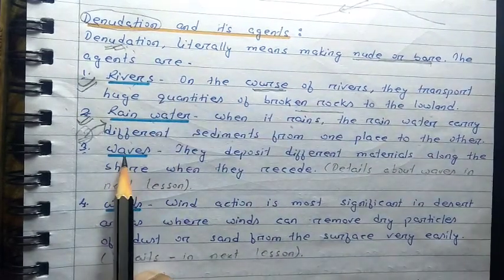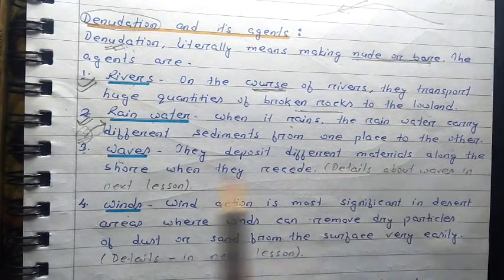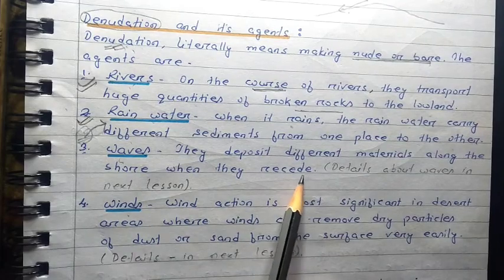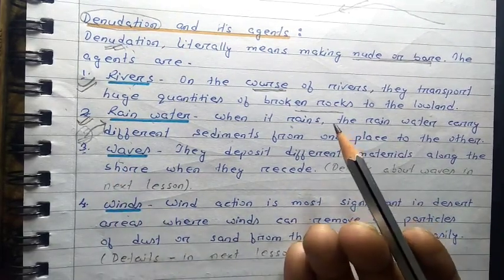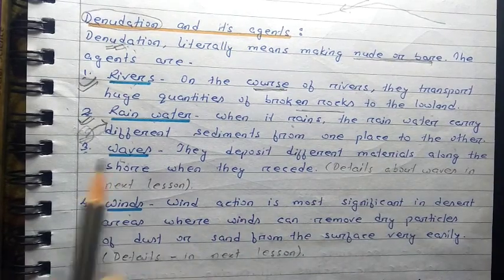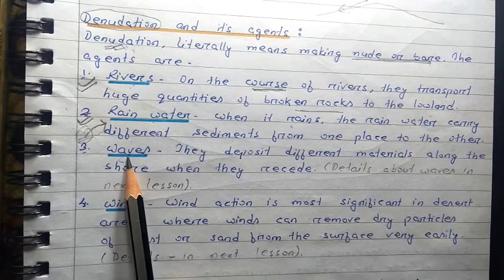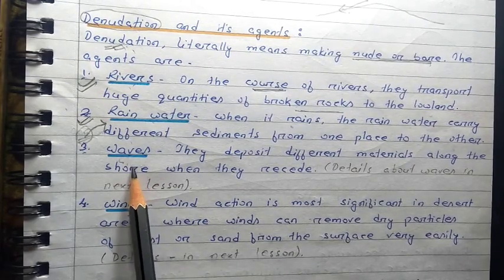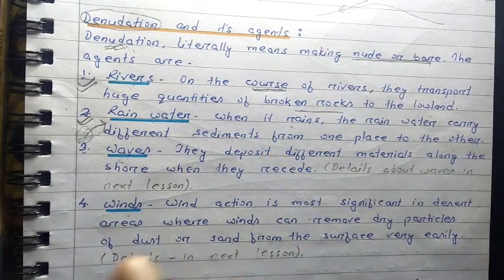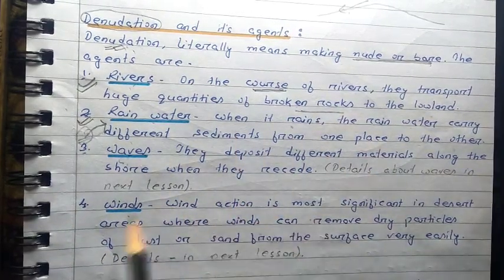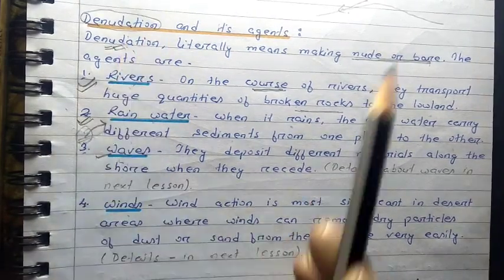Waves are there in the oceans. They deposit different materials along the shore when they recede. About waves, we are going to study in detail in the next chapter. Still, I'll just give you one little piece of information. If you have seen the waves practically or on TV, when the waves hit the shore and when they go back, they deposit different types of materials brought from the oceans. So that's also one agent of denudation.